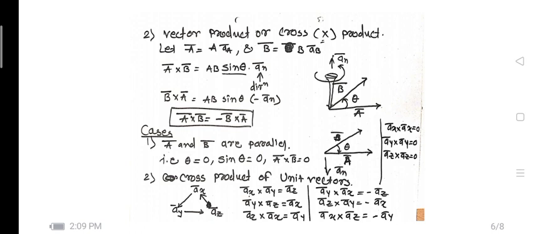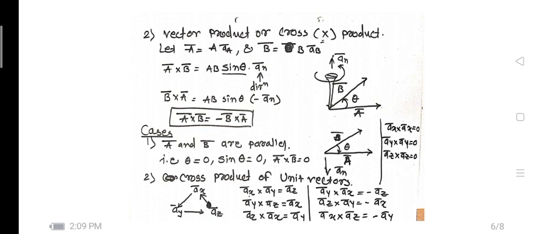That means a bar x cross a bar y is equal to a bar z. Then a bar y cross a bar z is equal to a bar x. Then a bar z cross a bar x is equal to a bar y. On the other hand, if you don't follow the convention of these arrows, you will get the negative answer.